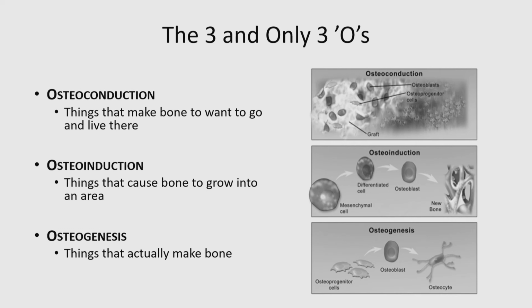But at the end of the day, when it comes to bone biology, there have been and there will always only be 3 O's: osteoconduction, things that make bone want to go and live there, the environment that makes bones thrive, that's the environment that's there structurally and physically. Osteoinduction, things that attract bone. Come and live here, it's a good place to live. And finally, bone cells that grow. And that's it. If anyone else is selling you something that doesn't talk about these 3 topics, they're just trying to sell you something, okay?